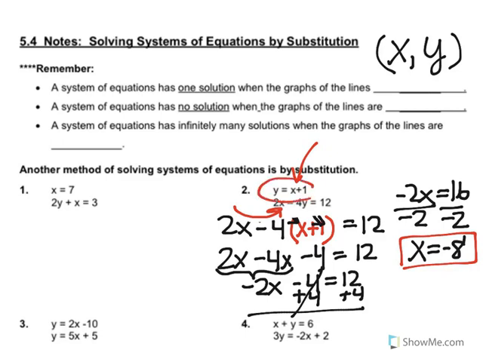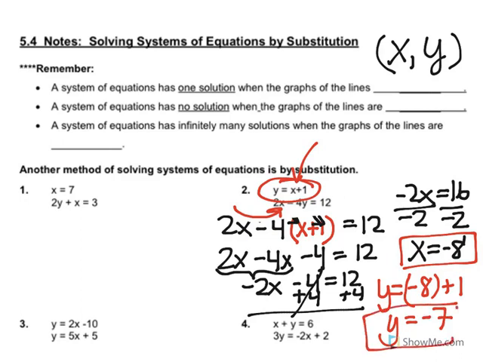So let's use it in this one. That's the easier one. So we're going to take y equals, and instead of x, we're going to substitute negative 8 plus 1. Well, what is negative 8 plus 1? Negative 8 plus 1 is equal to negative 7. So there's our answer. Y equals negative 7.